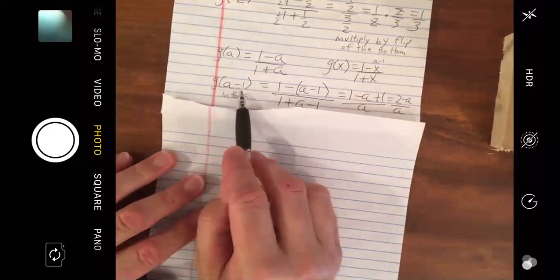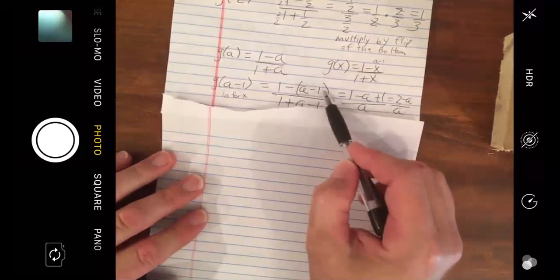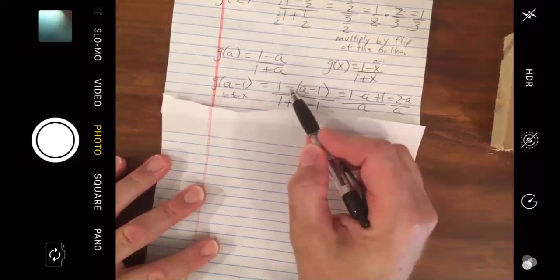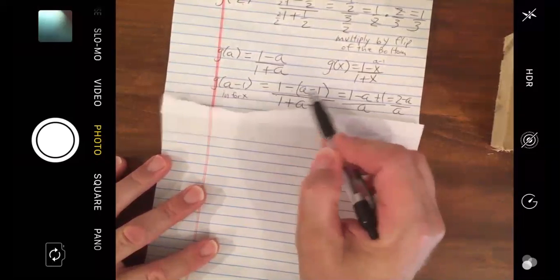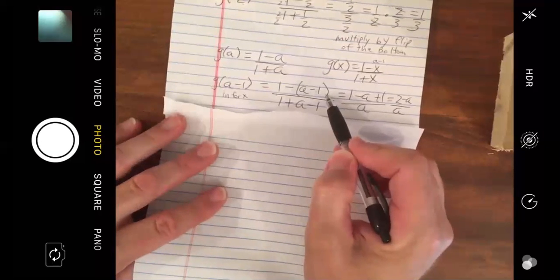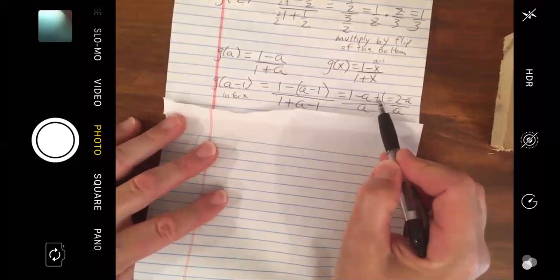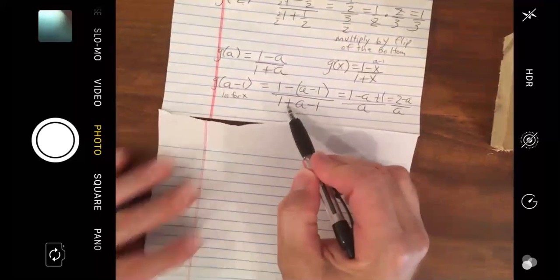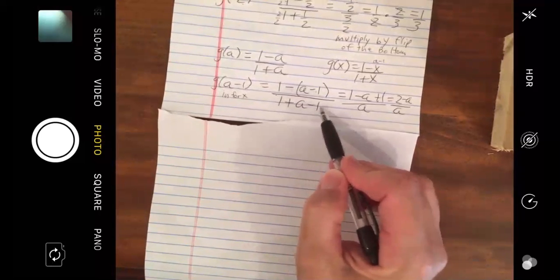As for G of A minus 1, again, you put A minus 1 where the X is. 1 minus A minus 1. And this is tricky. You got multiple pieces, so a minus sign in front of that is going to distribute. You have to write that in parentheses. Because then you'll go 1 minus A, but plus 1. Bottom, you don't have to write the parentheses of plus 1. They don't usually think of it as distributing. It doesn't change anything. So it doesn't matter if you put them in.